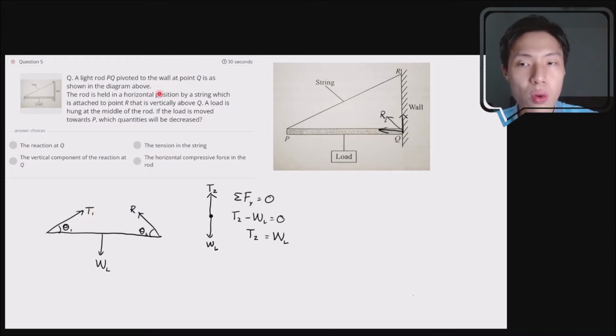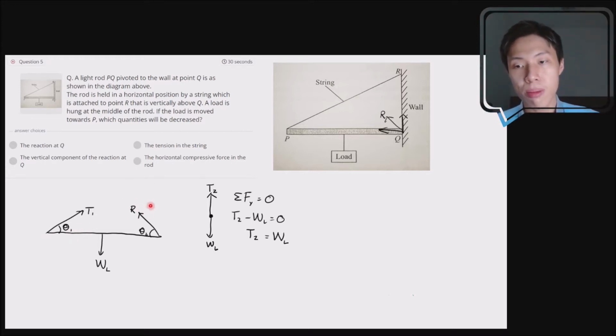If you look at the question here, it says if the load is moved towards P, which quantities will be decreased? That means we are interested in the reaction force at Q. We are interested in the vertical component of the reaction at Q. We are also interested in the tension, and we are interested in the horizontal compressive force in the rod. The horizontal compressive force in the rod is this tension resolved to its horizontal component. If we resolve to the horizontal component, then this horizontal component is technically compressing the rod. This force here is compressing the rod.